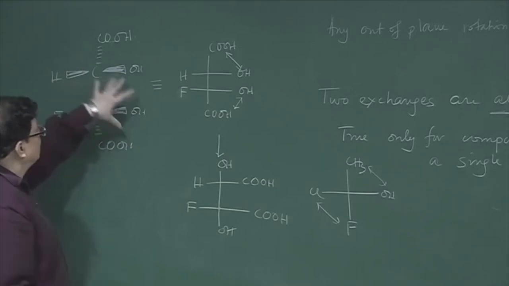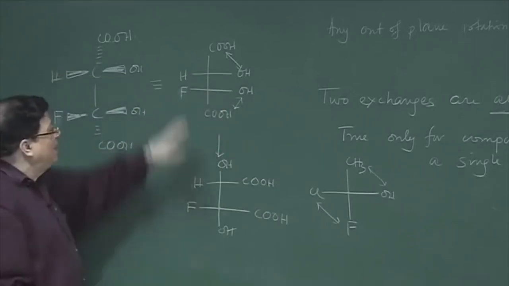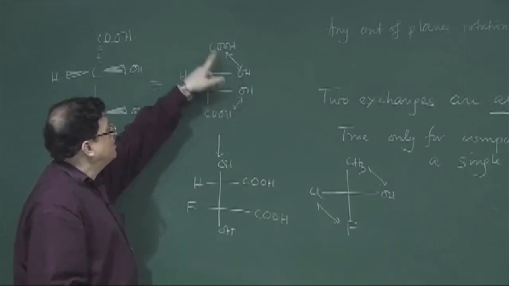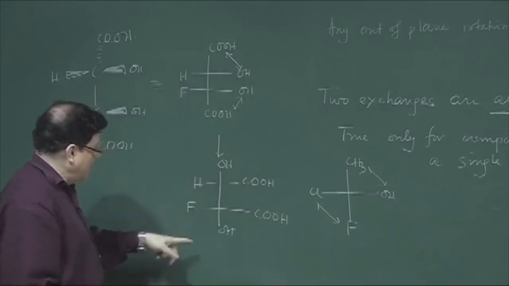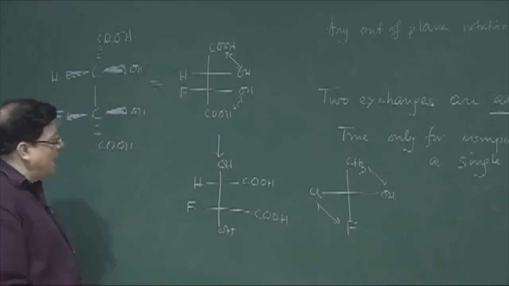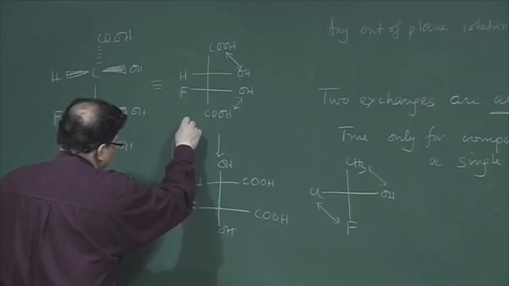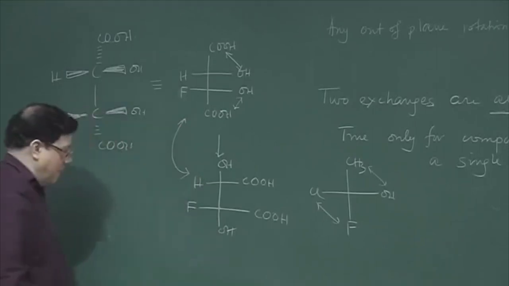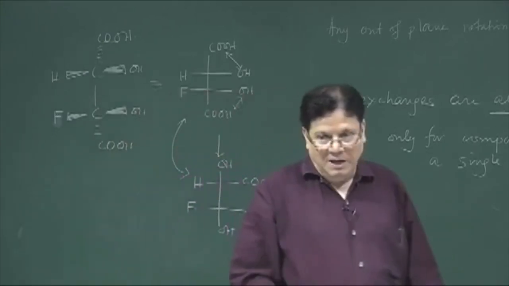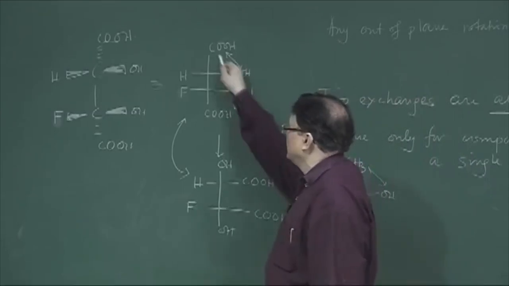So, it is not a tartaric acid, it is now a fluoro derivative of tartaric acid. I draw the Fischer projection, I do two exchanges, the OH and CO2H, and here the OH and CO2H. And what will happen, that you can try at home, is that these two now become diastereomers. They are no longer the same molecule, although we have done two exchanges.